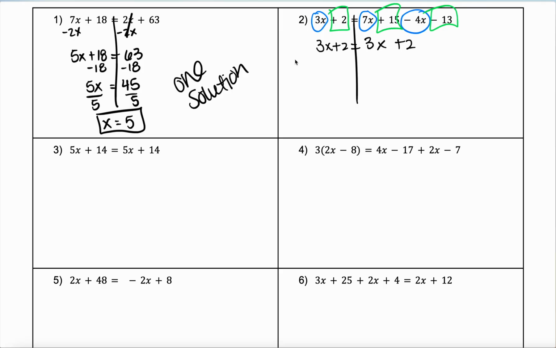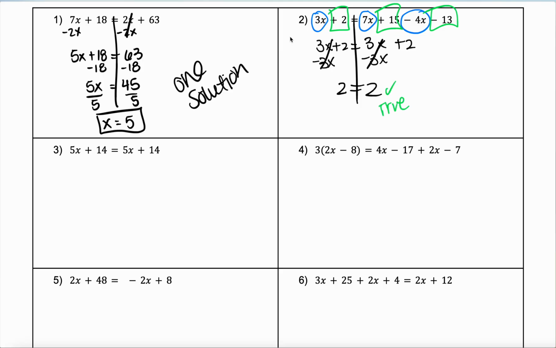I want to move variables onto the same side. So I'm going to subtract 3x from both sides. When I do this, all of my variables cancel out. So I'm going to see what statement I am left with. We are left with 2 is equal to 2. I want you guys to take a second and think about if this is a true or a false statement. This is a true statement.